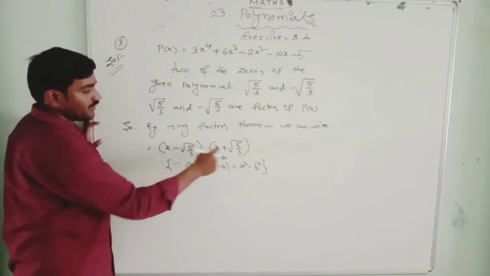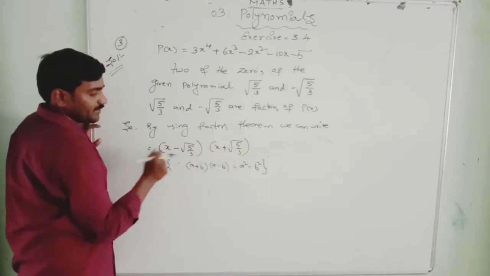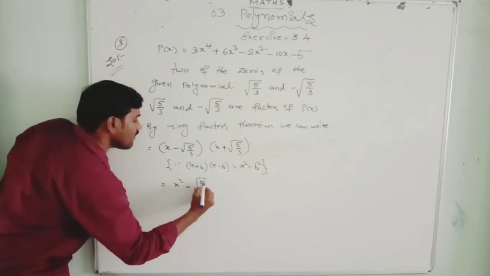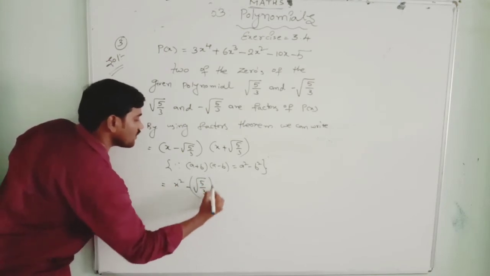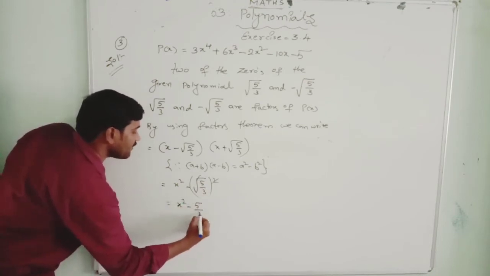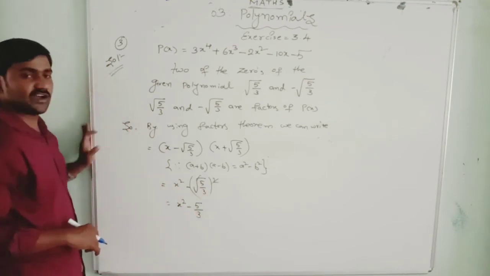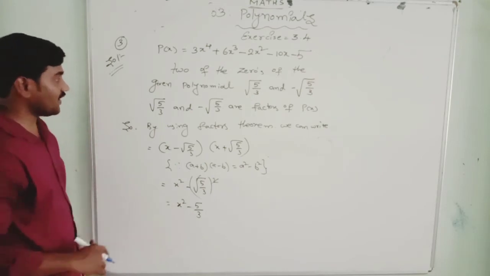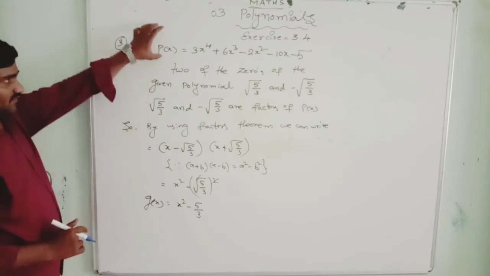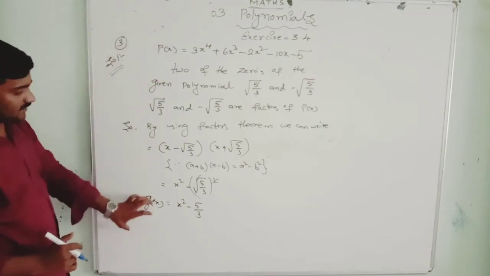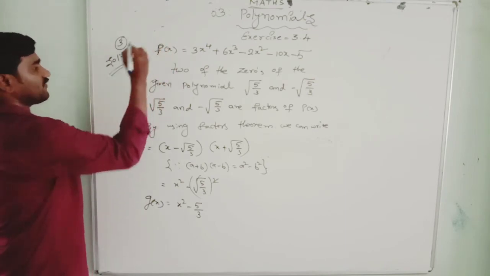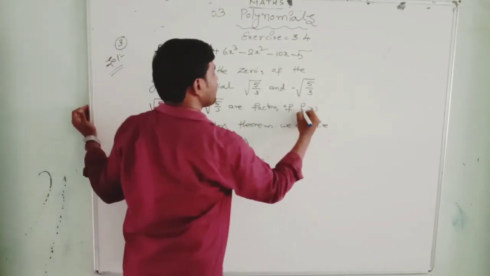Here, when it is in the form of (a plus b) into (a minus b), now a square minus b square, that means x square minus (under root of 5 by 3) whole square. The square and square will get cancelled. x square minus 5 by 3 is there here. This is g of x. Sorry, this is p of x and this is g of x. Or you can write it as f of x.